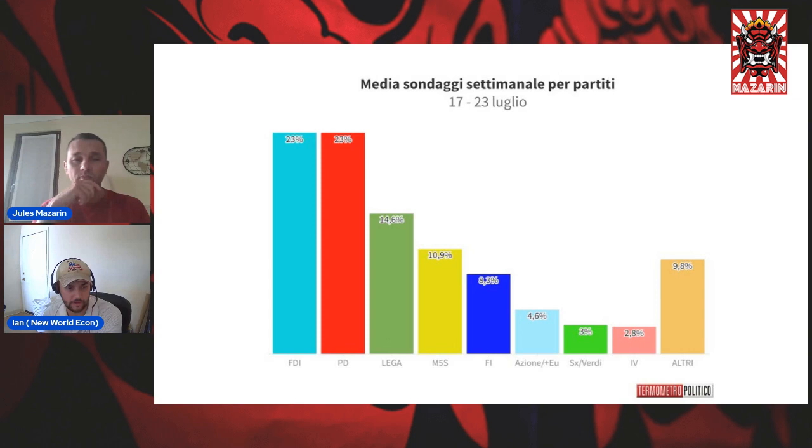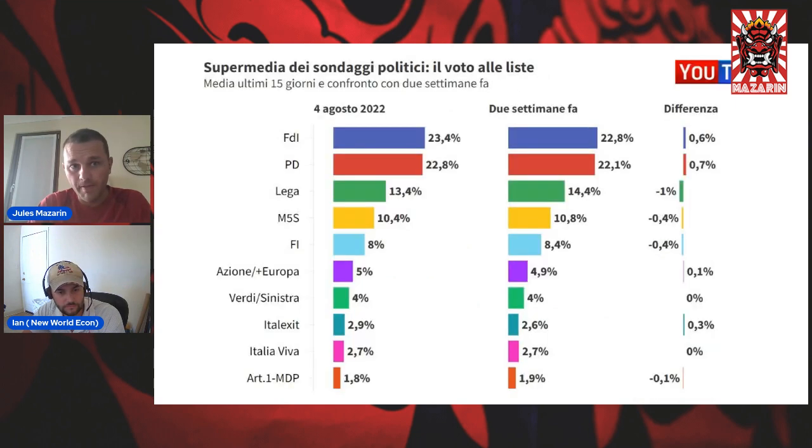So the Democrats and the Brothers Party are both some form of center right party, right? No. Democrats is center left. Okay, center left. The main thing is that you have to catch that the coalition is very important. For example, this is the super media. What does it mean? It's the average of all the polls together. We can see that the 2 main parties are too close to call for the winner, but the winner doesn't mean anything in this election, because you must win with the coalition.